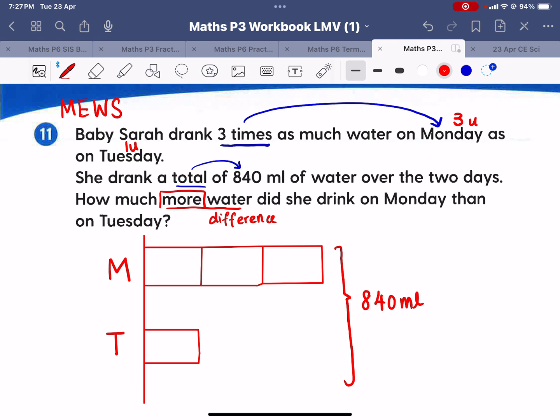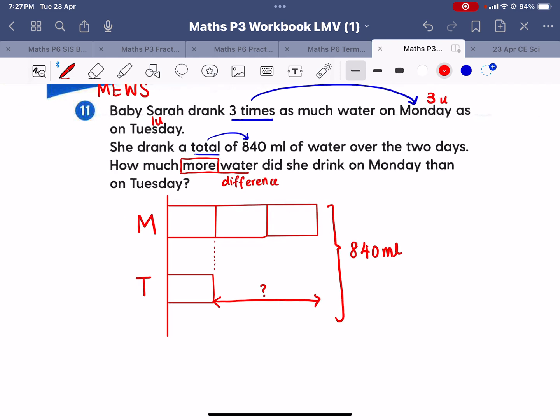So the question is asking what is the difference on Monday than on Tuesday. So we are interested in the difference, meaning to say we are interested in the difference of 3 and 1 unit. So let's put a question mark over here.